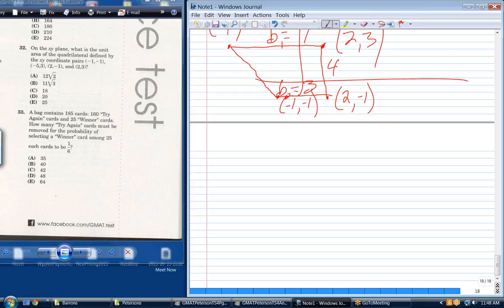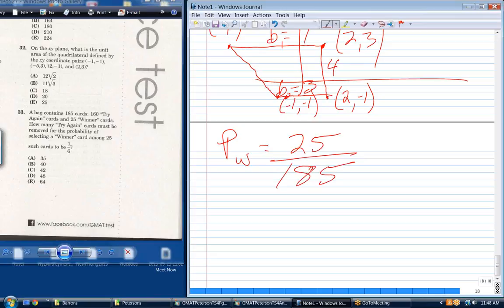Okay. How many try again cards must be removed for the probability of selecting a winner card among 25 such cards to be 1/6? So what's the probability right now of getting a winner? I'm not really good with these problems. Okay, the number of winners is 25 divided by the 185 total possible events. So 185.